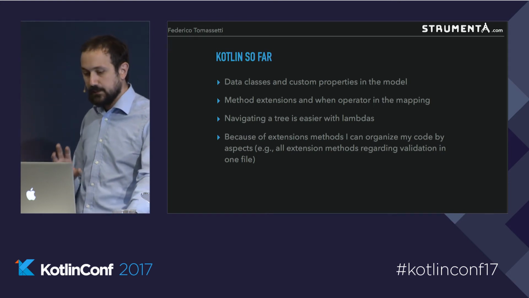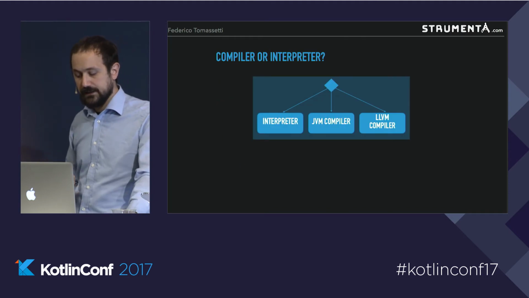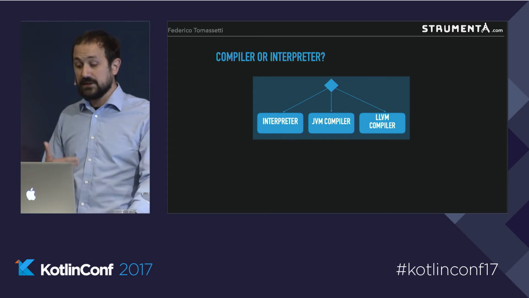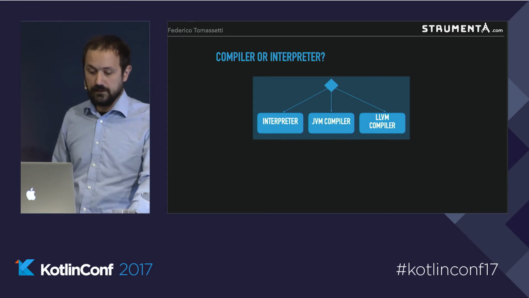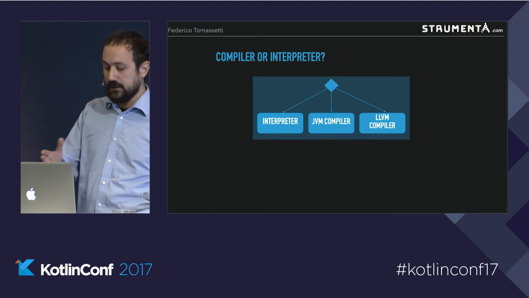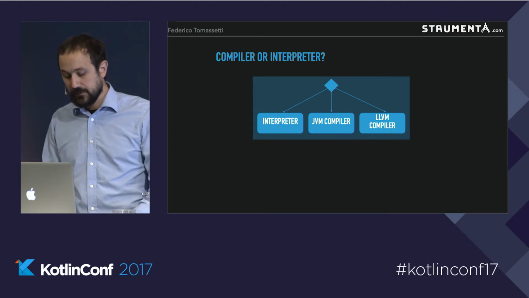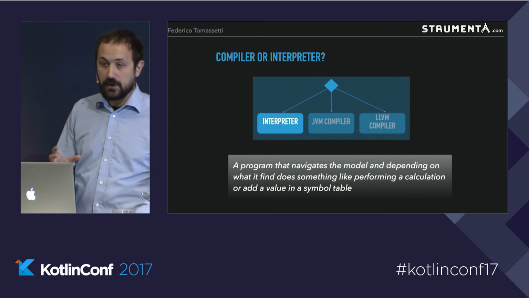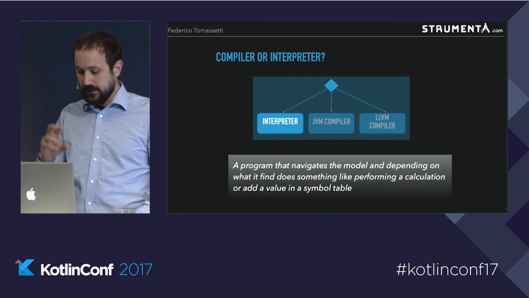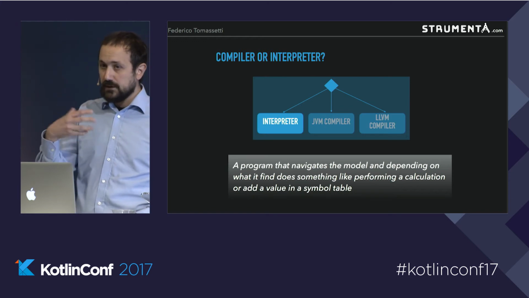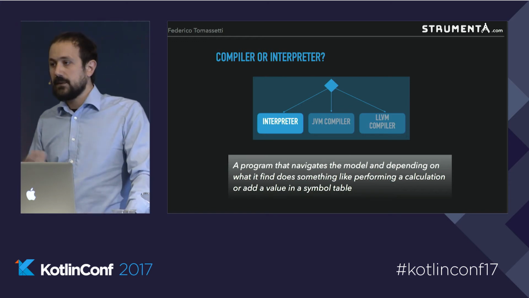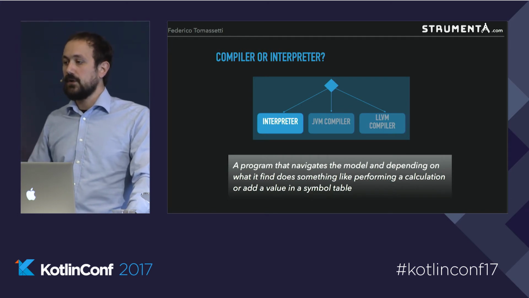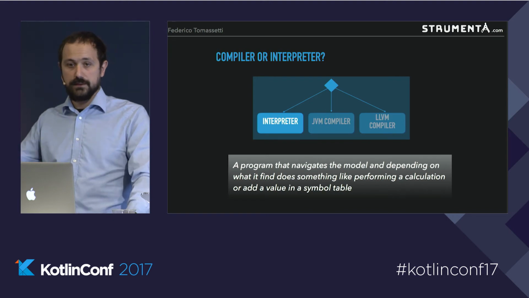Okay, at this point that we have recognized what the user has defined, that we have verified it's correct, we need to do something with it. So we need to implement one of these three options. Now, we could implement an interpreter that is basically a program that navigates my model. Model is a tree. And depending on what it encounters, it does something. This something could be evaluating an expression, or adding a new element into a symbol table, or printing something into the screen.